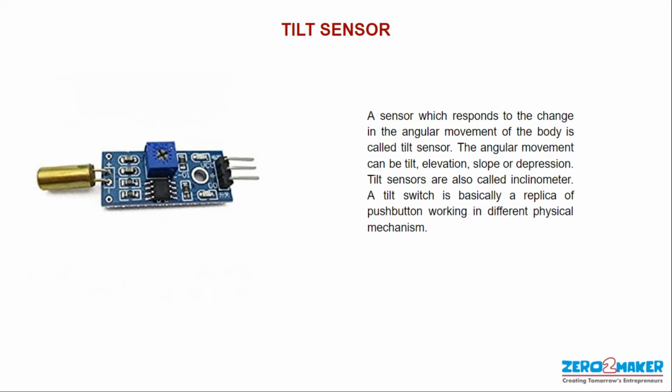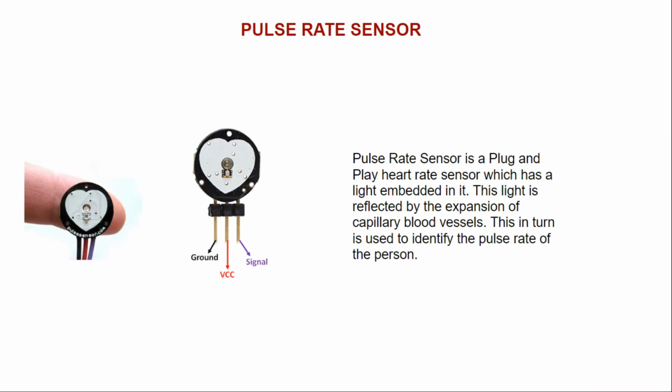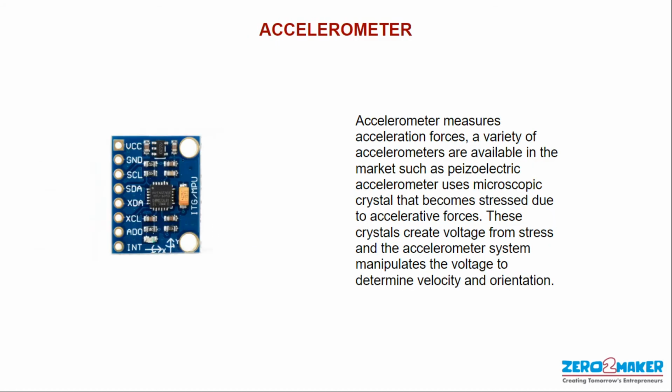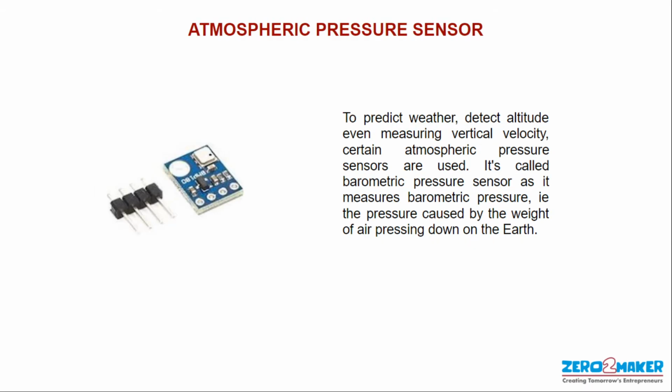So it has a small mercury in it which connects with the two things and tells about its orientation. This is the pulse rate sensor which basically detects the pulse rate from the fingertip. It is a non-invasive design and much simpler to use. This is the accelerometer sensor. You can see the different pinouts on it, and it has those pins to connect with, and it gives you the XYZ direction.